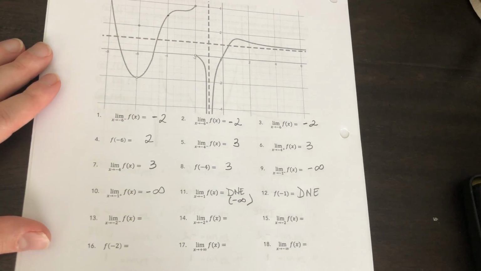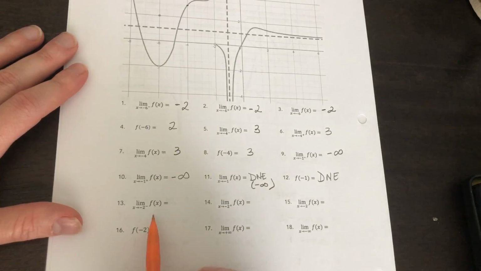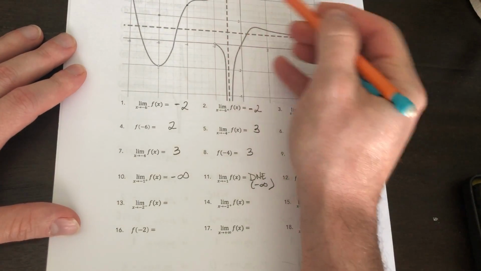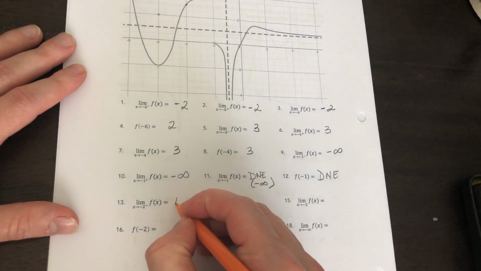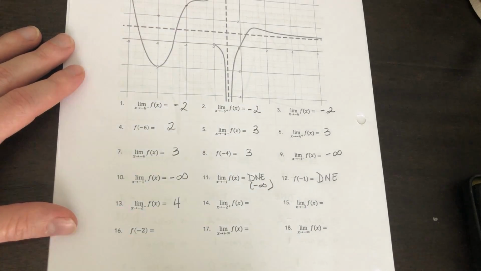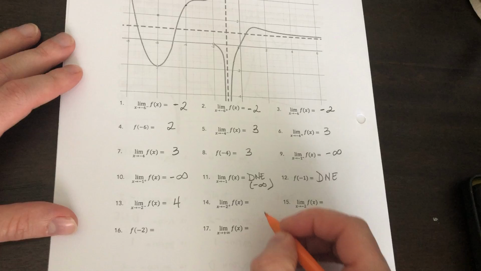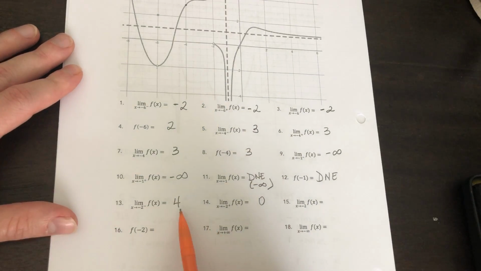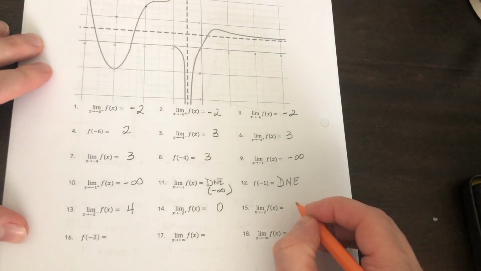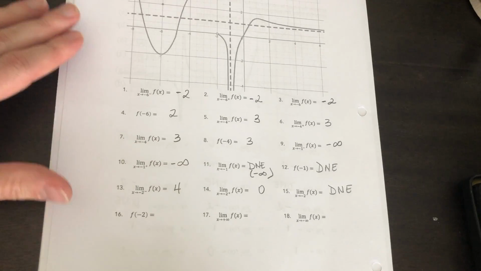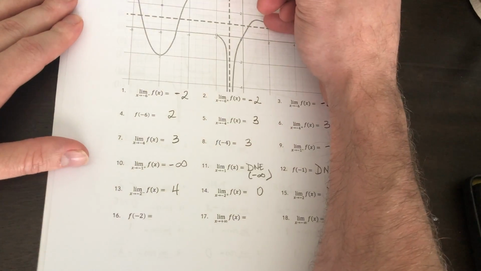Okay, the limit as x approaches -2 from the left-hand side, so -2 is right here. As I go from the left-hand side, my y value is 4. As I come from the right-hand side, my y value looks like it's 0. Since the left-hand limit does not equal the right-hand limit, this does not exist. F of -2, we're looking for the solid point. So it's going to be 4.